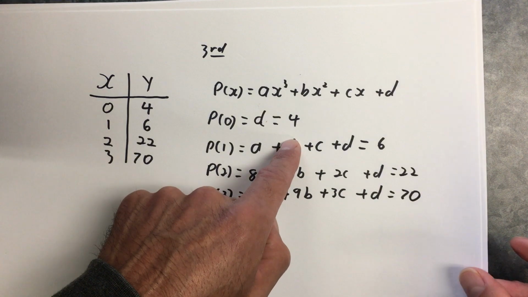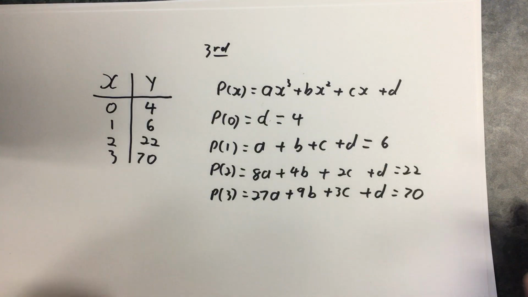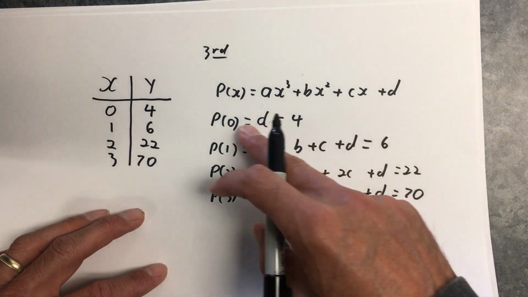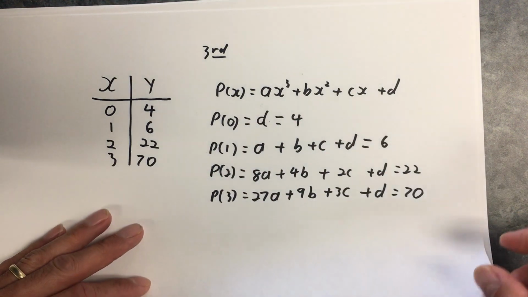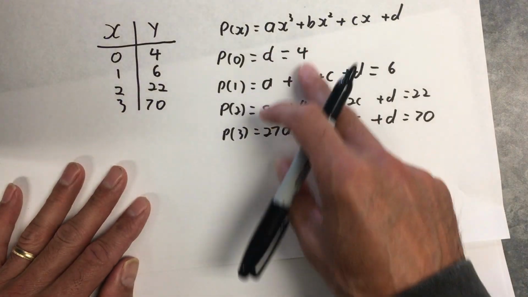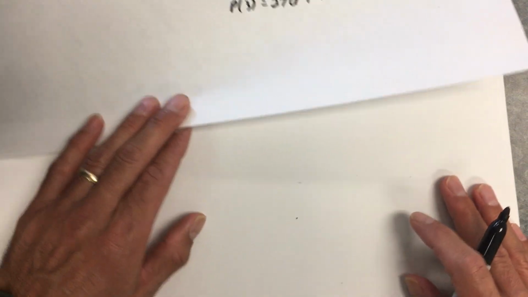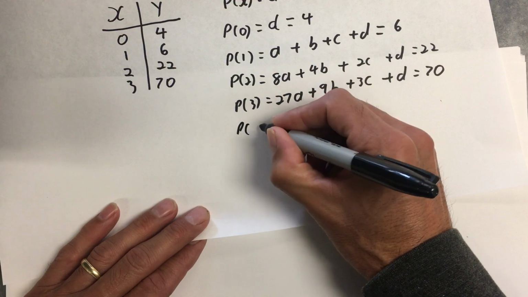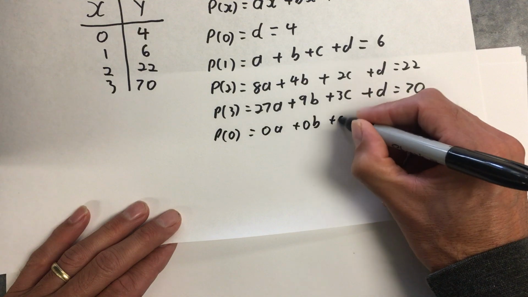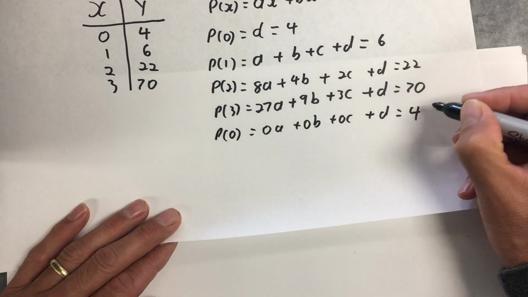Now this is a little bit easier because we happen to have that point where x is 0, which right away gives us a d value. I'm going to show you how to set this up in a matrix, and the way I'm going to show you will work even if that doesn't happen to work out so nicely. So the matrix that's going to represent this system of equations is going to have, I'm going to rewrite this one. My polynomial at 0 has 0 a's, 0 b's, 0 c's, 1 d, and that's equal to 4.